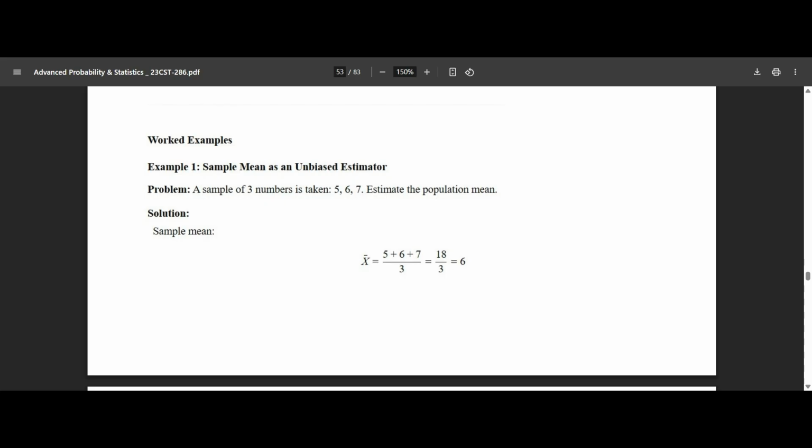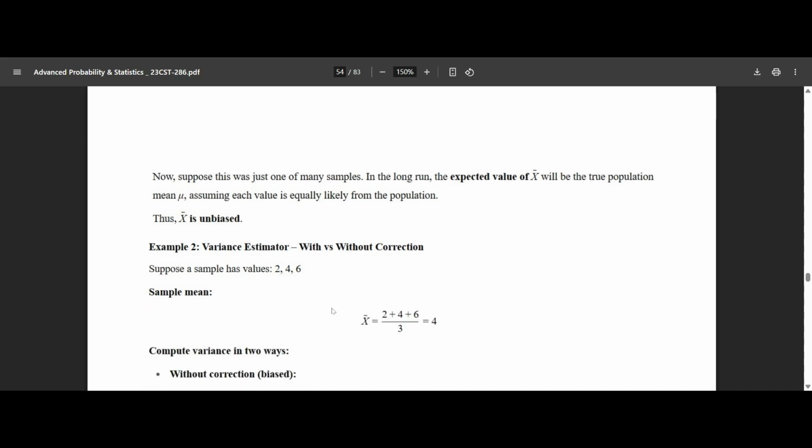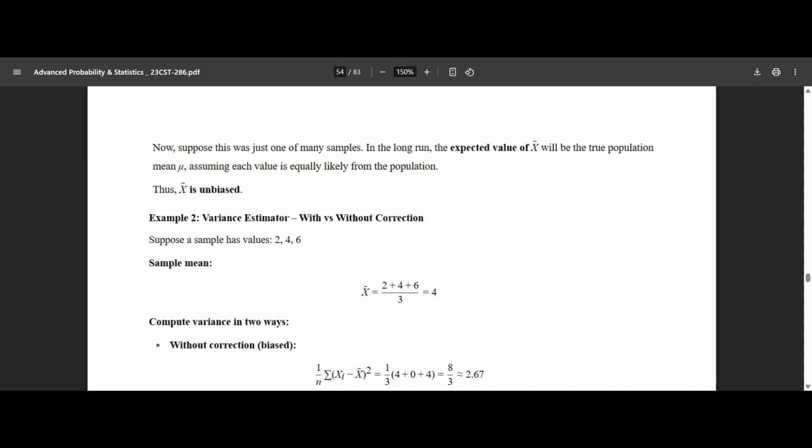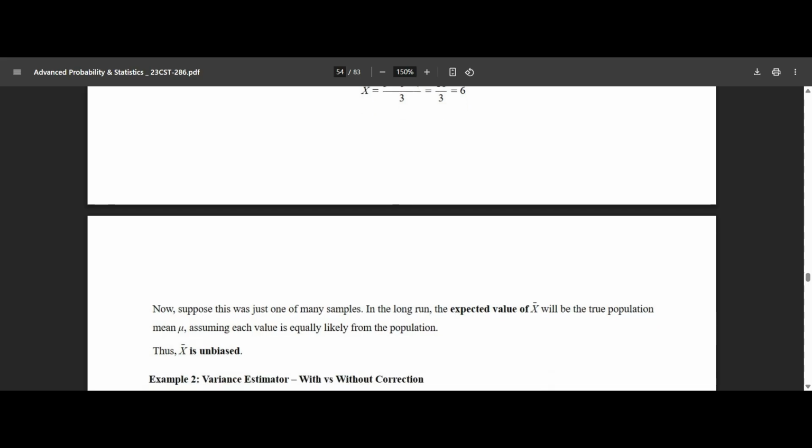So, a worked example: the sample mean as an unbiased estimator. A sample of three numbers is taken: 5, 6, 7. Estimate the population mean. We first find the sample mean, that is the sum of the numbers by the total number of observations. So it is 6. Now, suppose this was just one of many samples. In the long run, the expected value of x bar will be the true population mean, assuming each value is equally likely from the population. Thus, x bar is unbiased. Okay, meaning however much x bar grows, ultimately its mean will come out as 6.